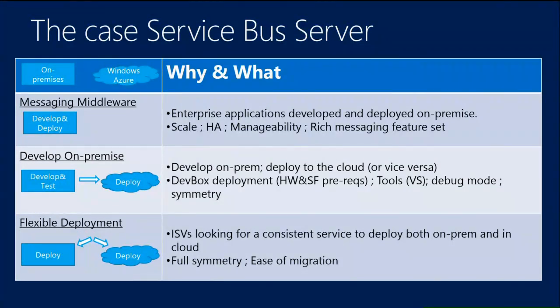So that's messaging middleware. Then you can develop against Service Bus offline with Service Bus for Windows Server. You can use it for that. And also you get the deployment flexibility. If you develop against Service Bus, you now have the choice whether you want to deploy on premises or in the cloud. So the middle one is kind of the developer scenario, and then there's the deployment flexibility that you get out of that.